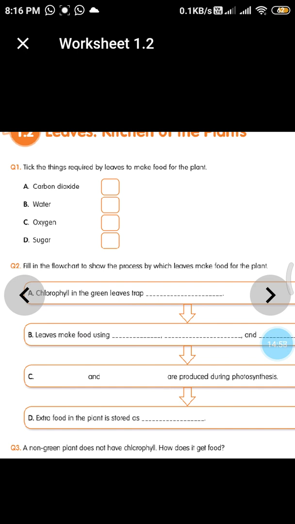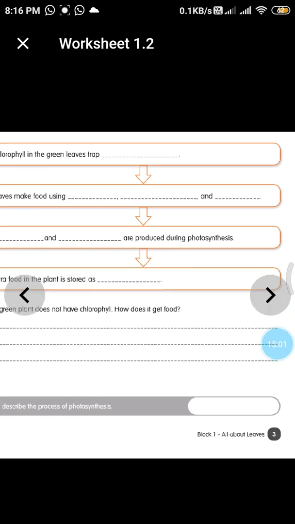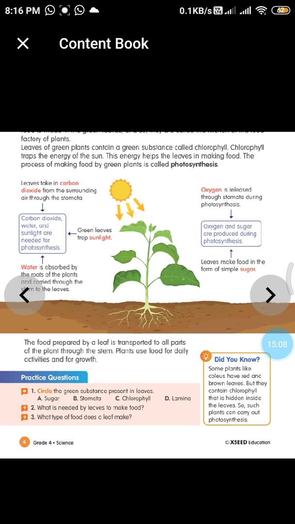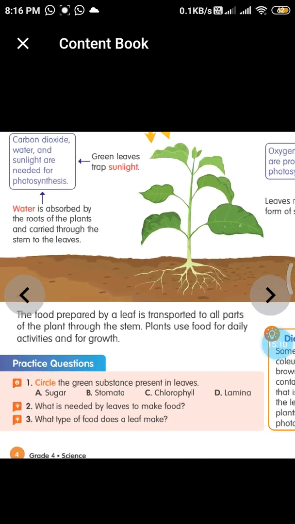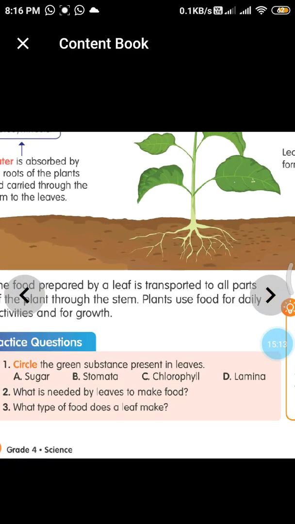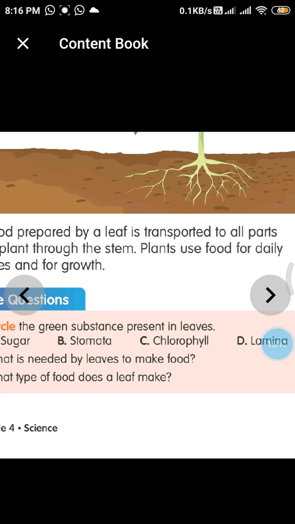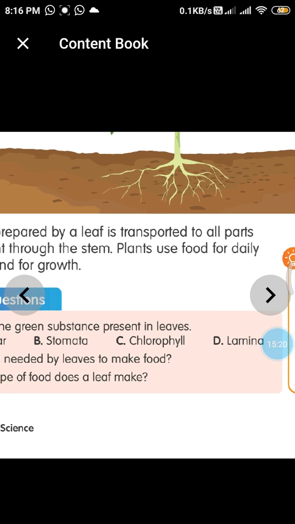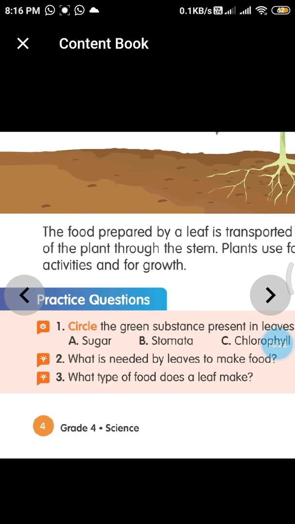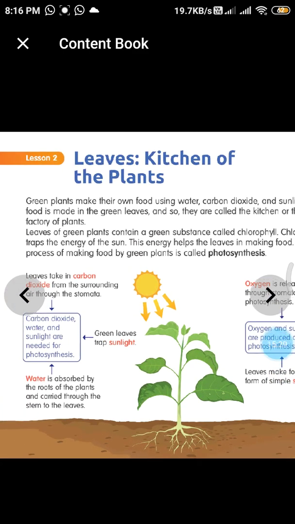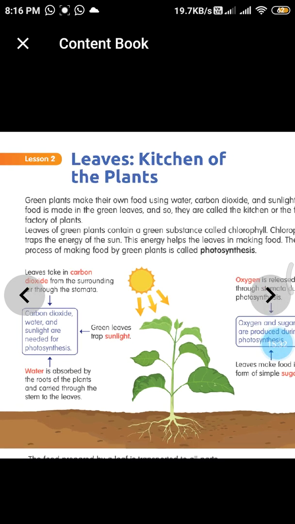So complete this 1.2 worksheet also, and at the same time in the content book 3 questions are given. So please complete even these 3 questions in the textbook itself. Beside the question you write, and those who still did not purchase the books, you can write these answers in your classwork, children. So understood? So finally, once we will recapitulate what we learnt in 1.2.